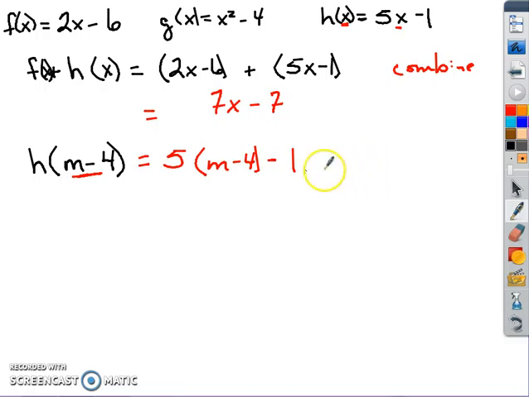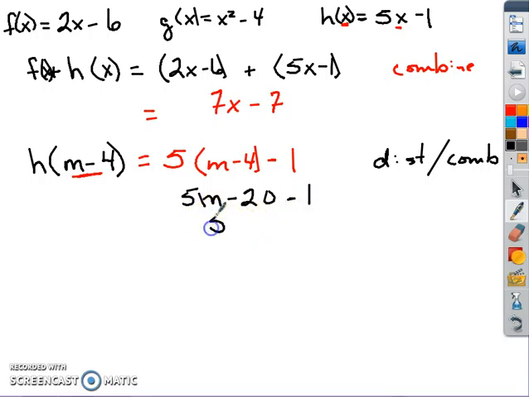We'll distribute and then combine. So 5 times m is 5m. 5 times a minus 4 is a minus 20. Minus 1, so that gives me 5m minus 21.